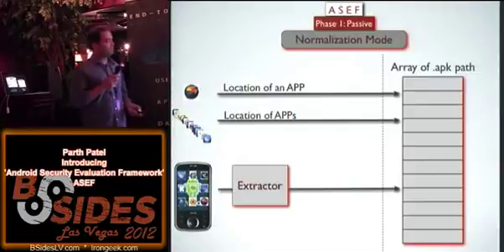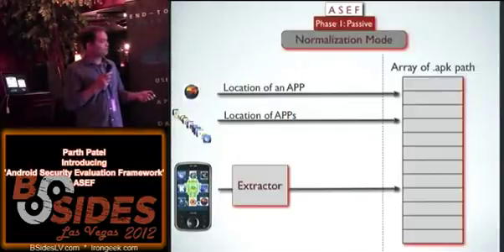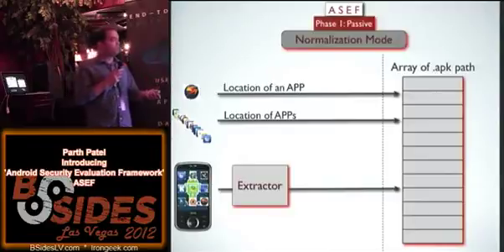So once ASEF is initialized, it goes into the normalization mode, where, as we talked about initially, the first two categories of use cases are the same, where you actually have the APK file on the machine, and you can just easily point it to the framework.